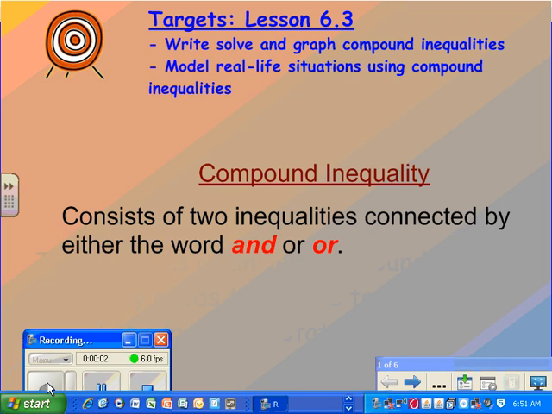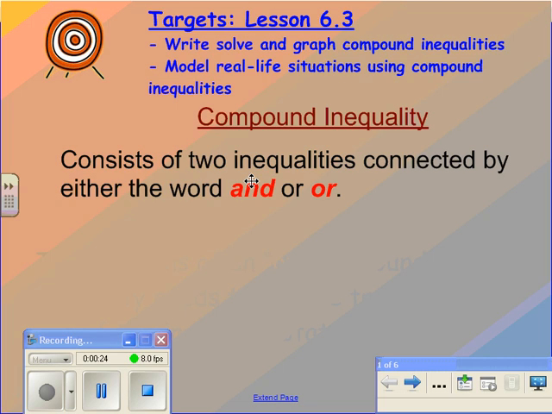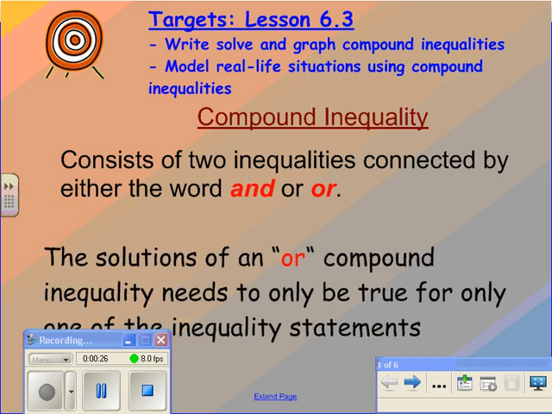Lesson 6.3, Day 2, still working on writing, solving, and graphing compound inequalities and modeling real-life situations using compound inequalities. As a quick review, a compound inequality consists of two inequalities connected by either the word and or the word or. Yesterday we looked at the and compounds. Today we're going to look at the or compounds.